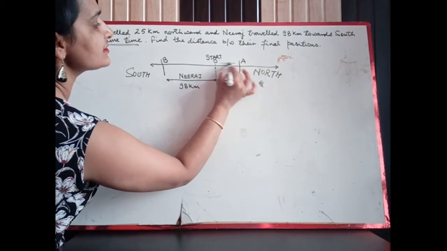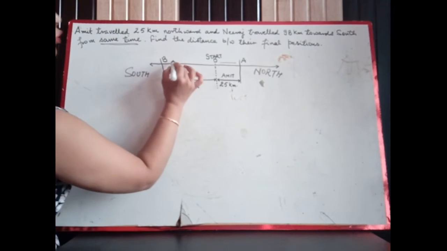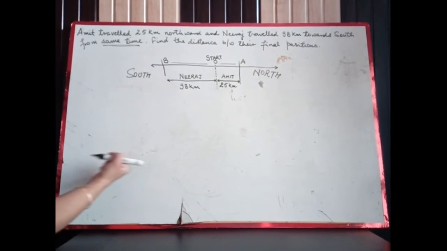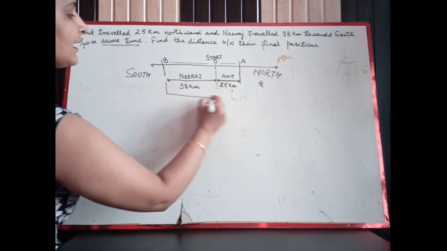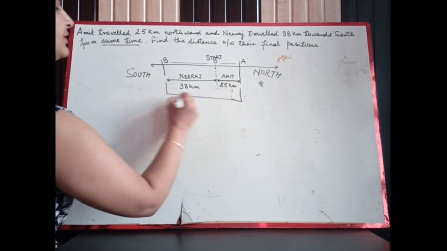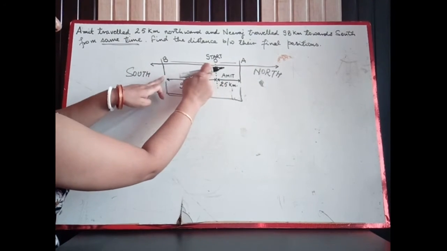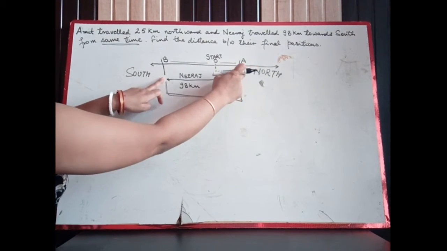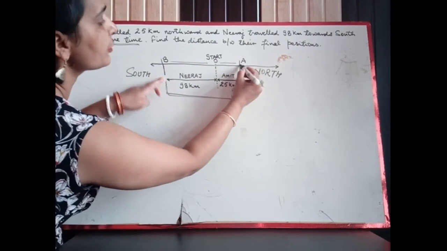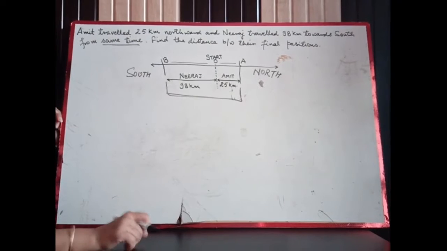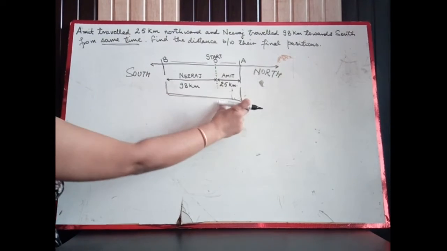OA, this distance is the distance between the starting point and Amit. OB is the distance between the starting point and Neeraj. Now both of these boys are at a distance of AB from each other. So what is the distance between their final positions? This is from A to B. How much is the distance from A to B? So the distance is 98 plus 25.